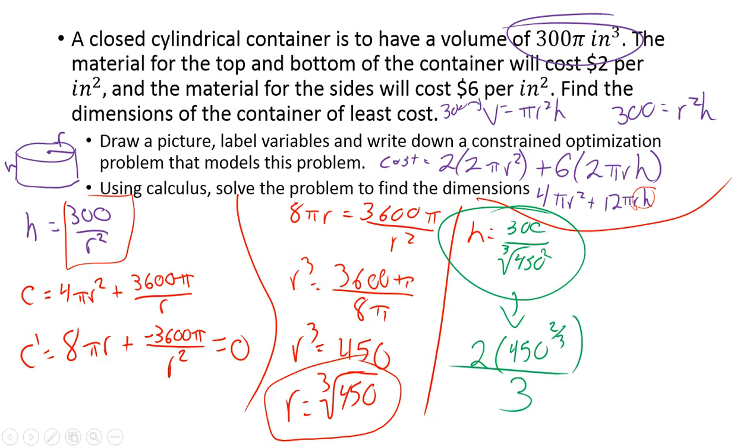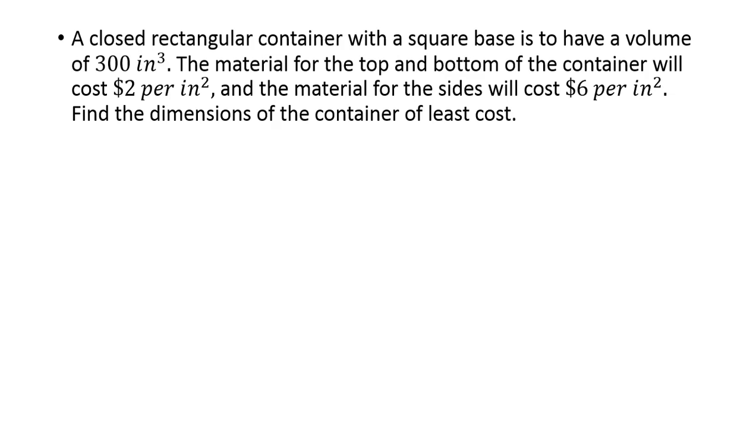That's up to you. That could also be your H, but this would be our H, and that would be our R. Okay, so those would be our two dimensions to optimize this cylinder that we have. So now we've got a rectangular container with a square base.